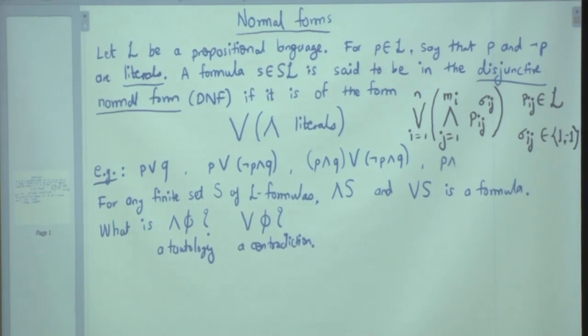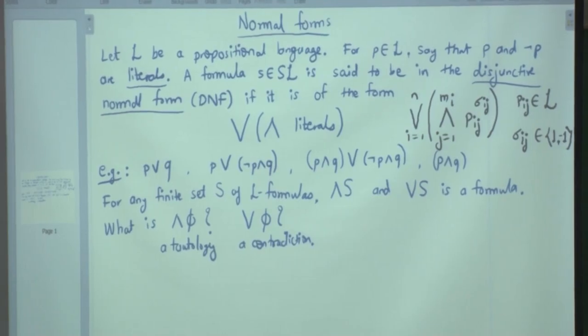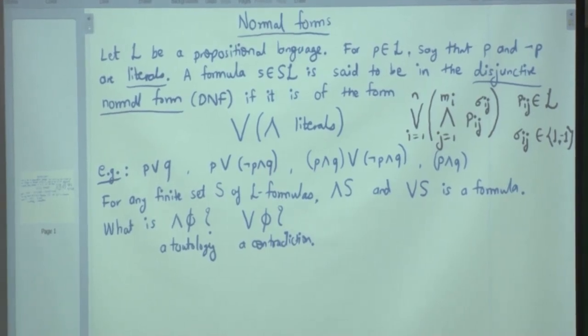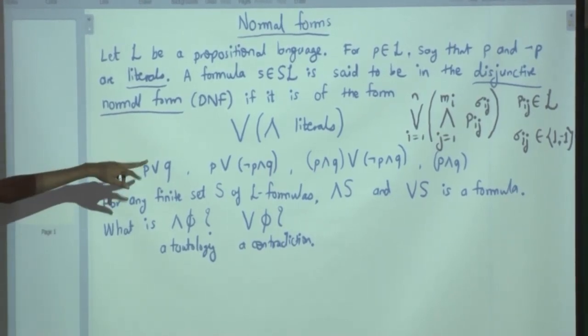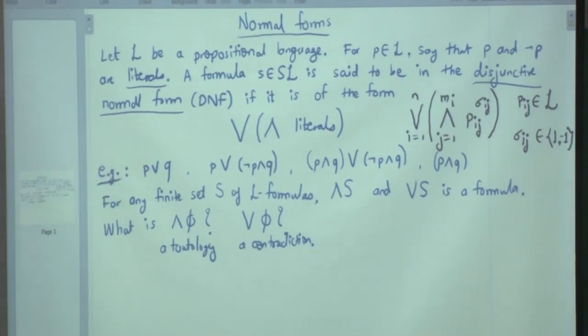Okay, so one more example perhaps I can add to this list. P conjunction Q, that itself is in disjunctive normal form. Can you see that? Why? Can you tell me what is I, what is J? What is N? One. N is 1. And what is M1? Two.